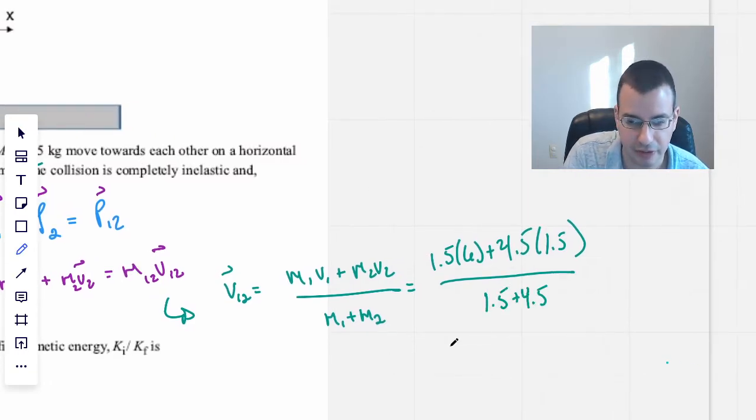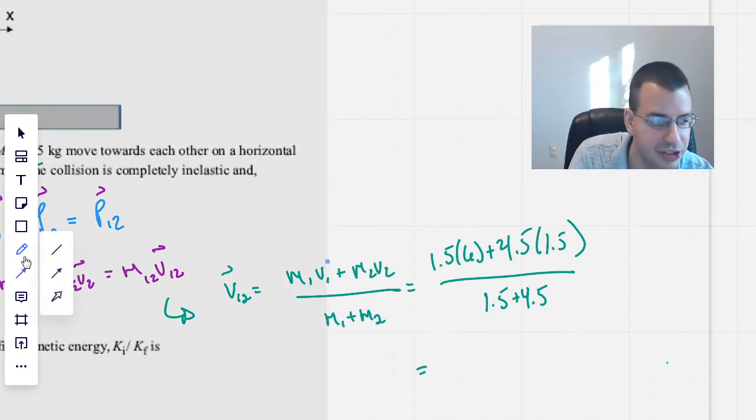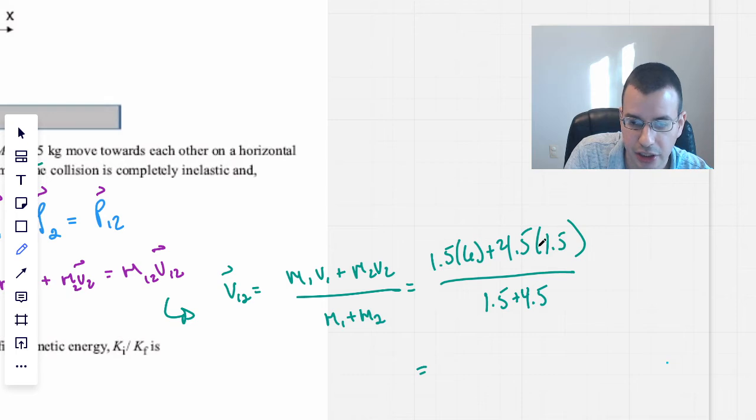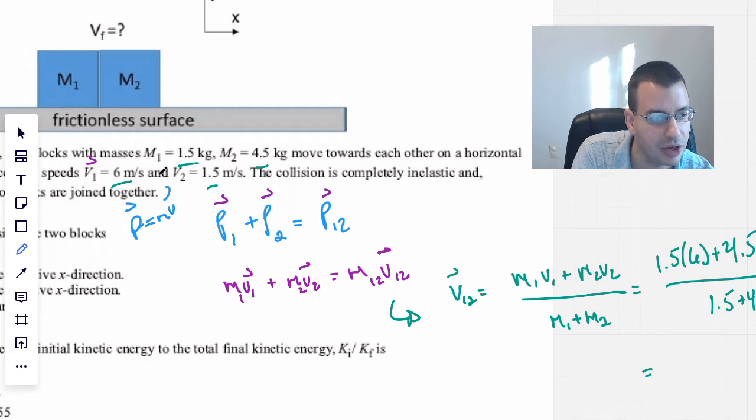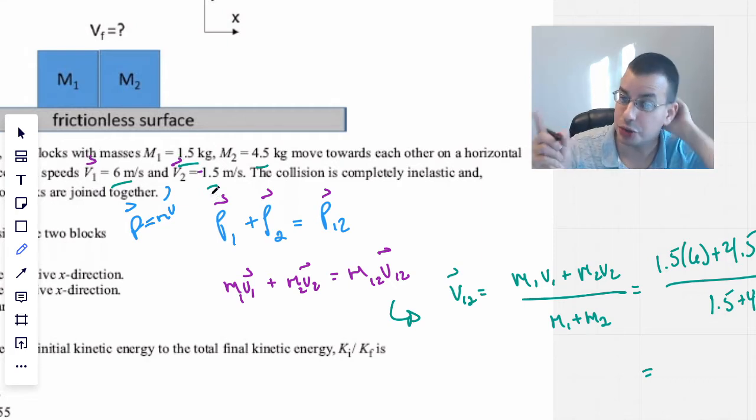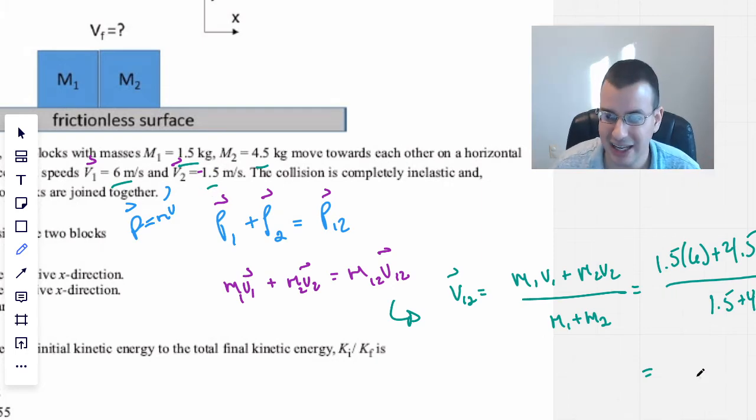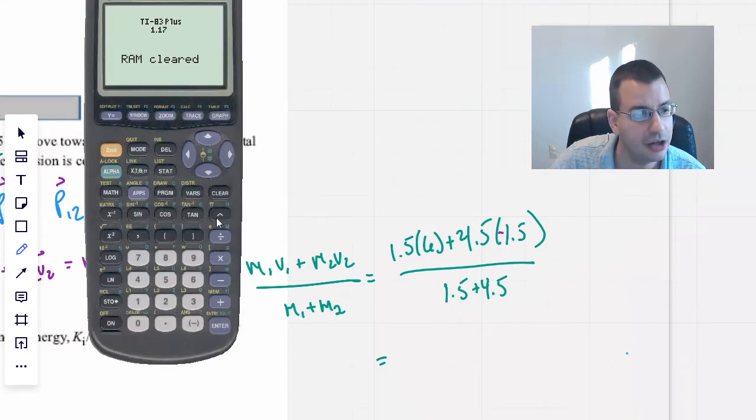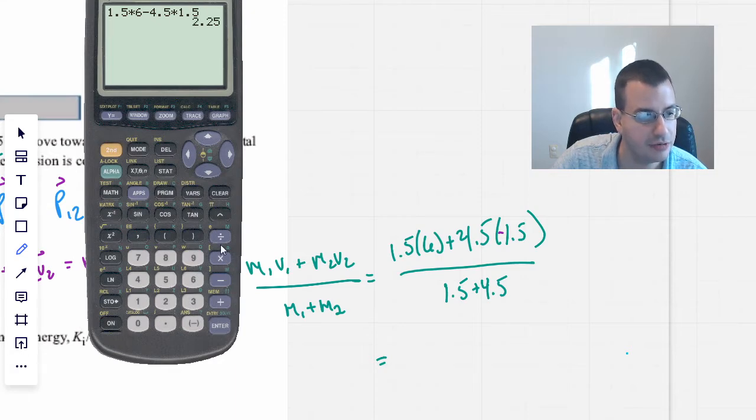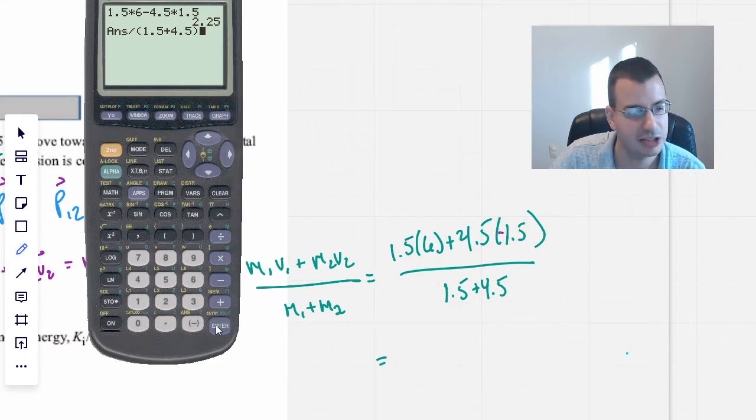1.5 plus 4.5 equals 6. One thing, this is the danger of me leaving out the vectors. This velocity is negative 1.5. So if I actually make these vectors, they're going in opposite directions. So that needs to be taken into account through the negative sign. Okay. Yep, calculator. On, clear, 1.5 times 6 minus, I'm just going to move the negative sign out, 4.5 times 1.5, enter, divided by quantity, 1.5 plus 4.5, which I could just call 6, but I did not.